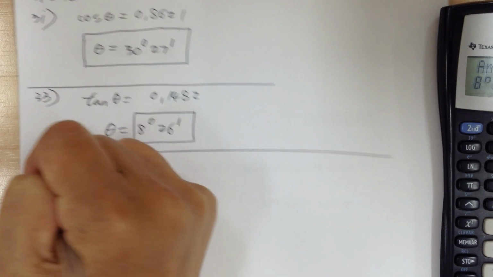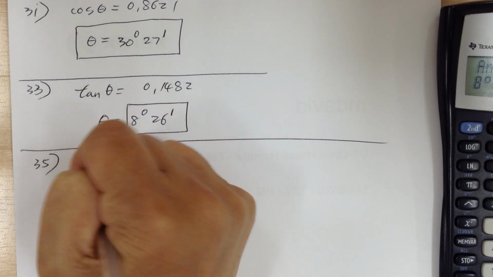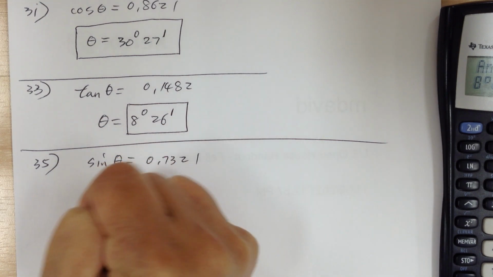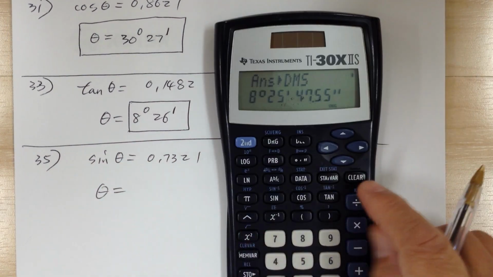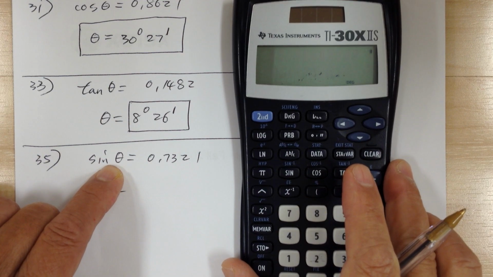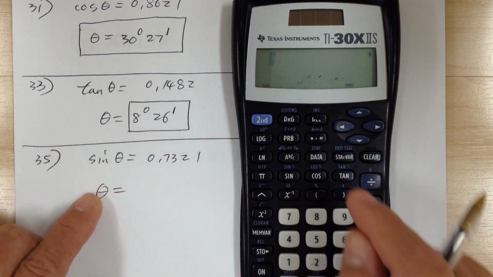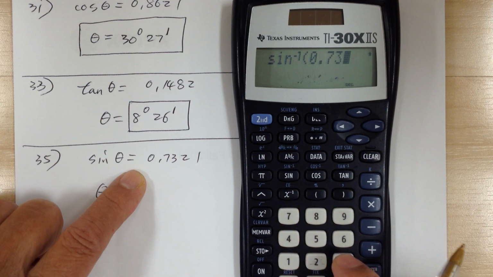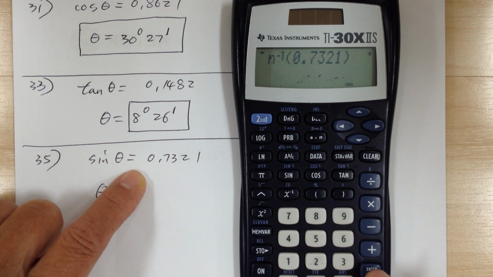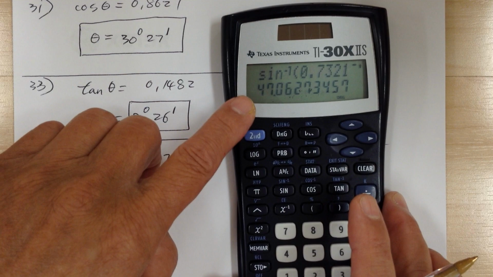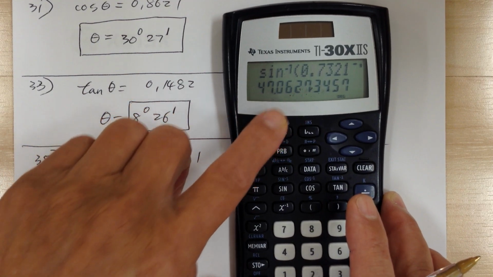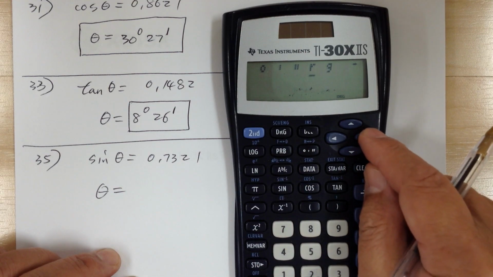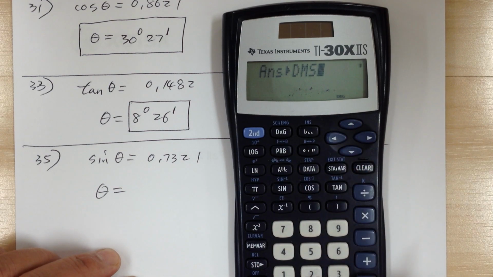Okay, number 35. You got sine theta equal to 0.7321. You can get your calculator. Looking for theta, looking for angles, you have to go second sine of 0.7321, closing parentheses, push equal. So it's 47.062 something. So you have to convert. Push that button. Again, you have to know how to convert.